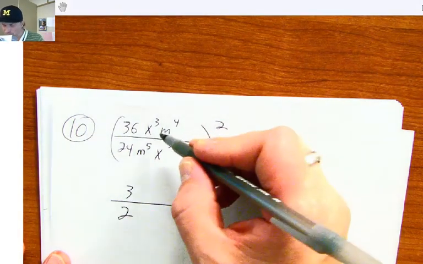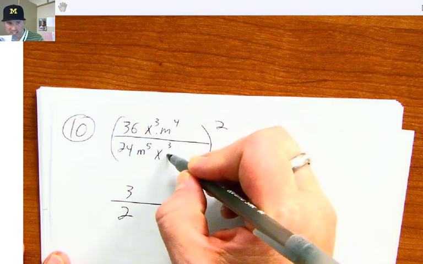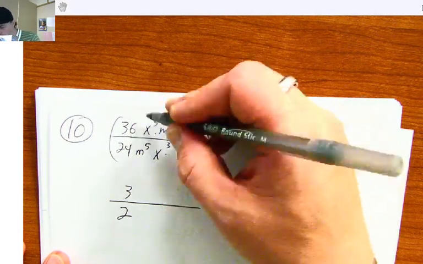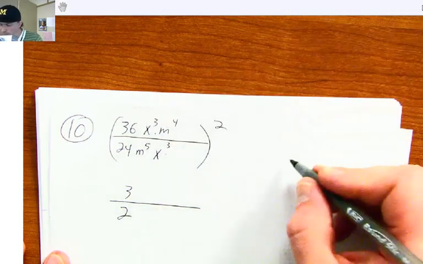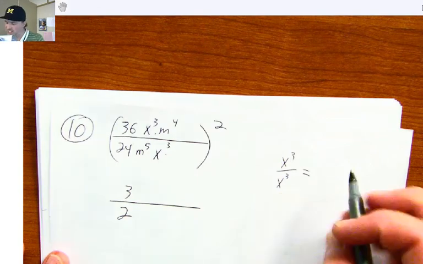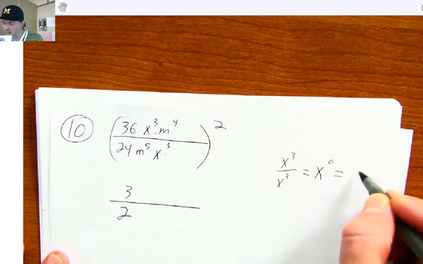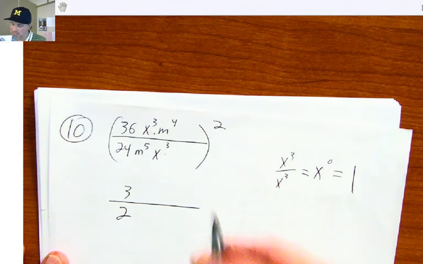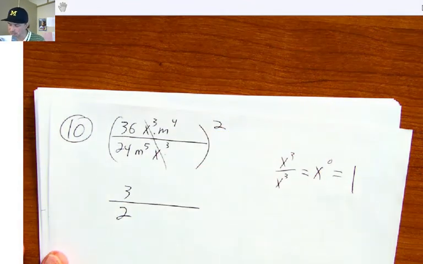X's, I have an x to the 3 and an x to the 3. X to the 3 and x to the 3 cancels out, or another way of thinking about it is x to the 3 over x to the 3. If you subtract their exponents, you get x to the 0, and anything to the 0, we've already talked about that, it's equal to 1. So essentially these are canceling out, and that's that.